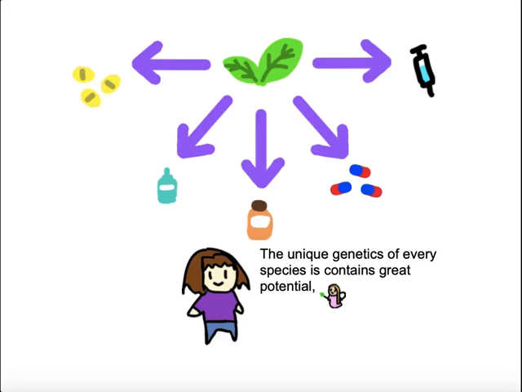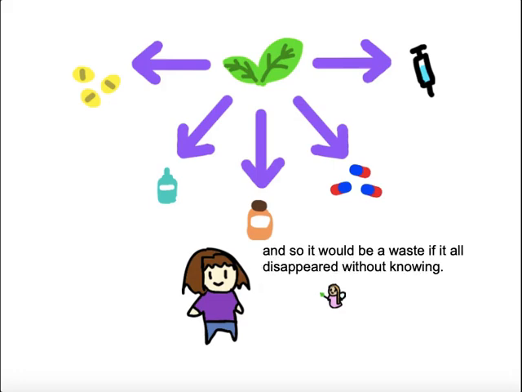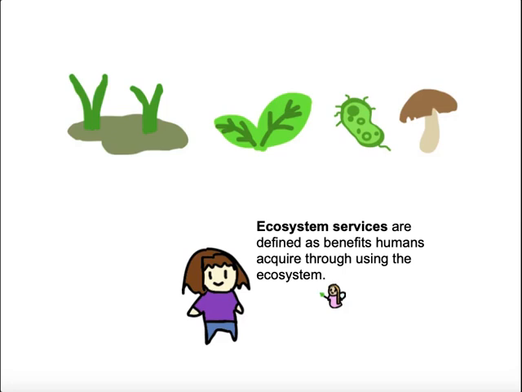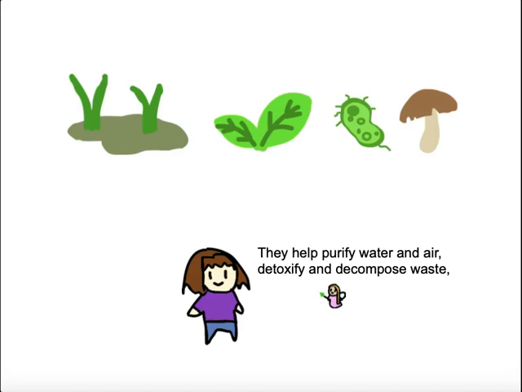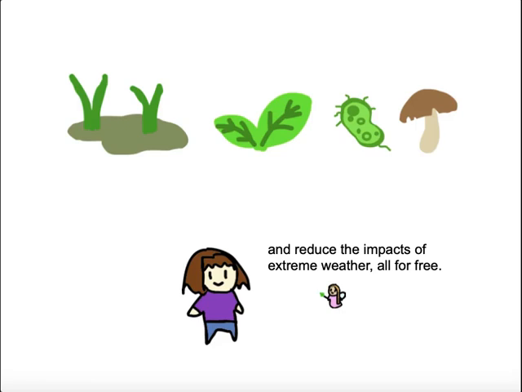The unique genetics of every species contains great potential, and so it would be a waste if it all disappeared without knowing. Ecosystem services are defined as benefits humans acquire through using the ecosystem. They help purify water and air, detoxify and decompose waste, and reduce the impacts of extreme weather, all for free.